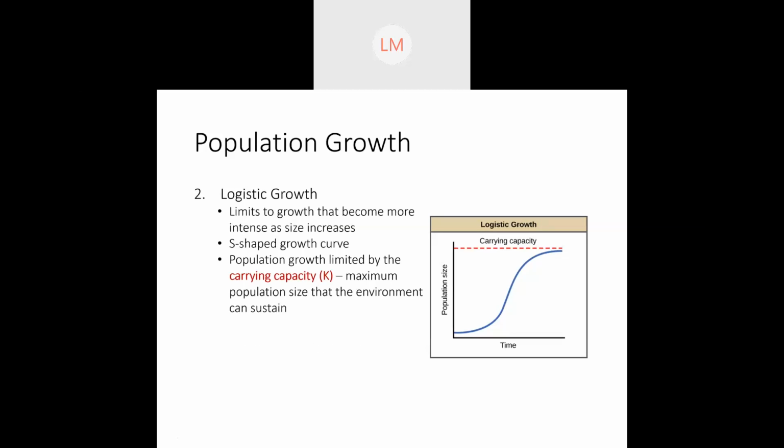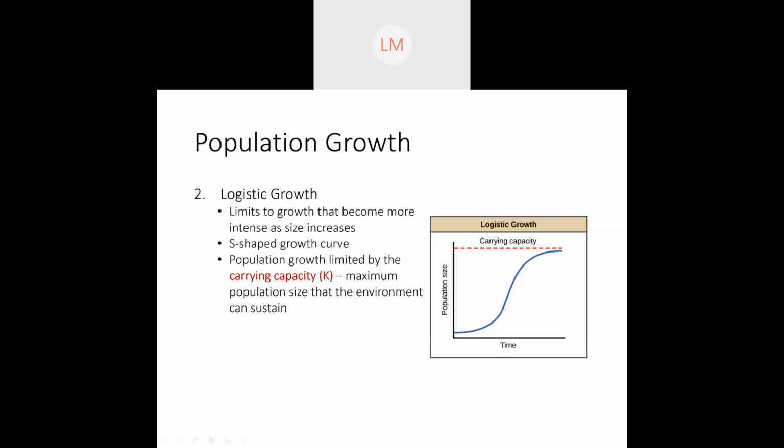With our logistic growth, it becomes a little bit more complicated because there is a limit to the population size, and this limitation becomes more intense as the population size increases. So instead of a J-shaped growth curve, we're going to get more of an S shape. We can see this kind of S shape in our figure here, and it's limited by what we call the carrying capacity. Carrying capacity is often represented by the letter K, and this is just referring to the maximum population size that the environment can hold.